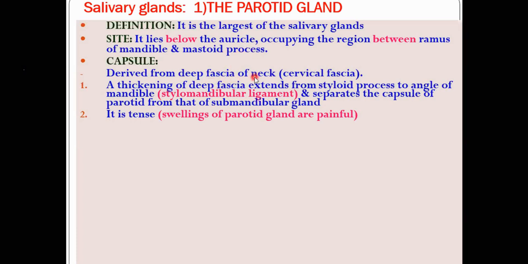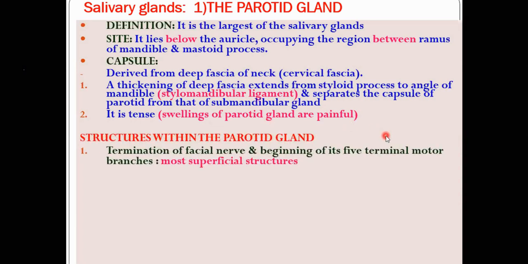It has a capsule which is derived from the deep fascia of the neck. A thick end of the deep fascia extends from the styloid process to the angle of the mandible, which is called the stylomandibular ligament, and separates the capsule from the submandibular gland. Sometimes because of these fascial coverings, the swelling is very painful. And there is a disease called mumps, in which that particular swelling can cause a very painful condition in which the parotid gland stops its secretions. So swelling of the parotid gland is very painful.